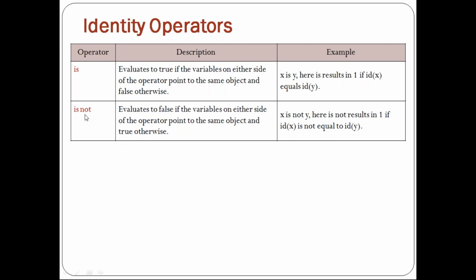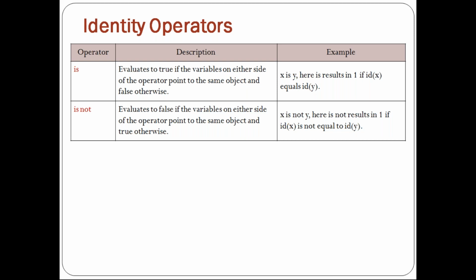Next, is and is not. The is operator will be used for checking the identity. Let us say x and y are the two operands, and if the ID values of both operands are equal, then it will return true. Otherwise, it will return false. Actually, ID is very similar to the addresses in C. We can visualize this ID value as an address in the C programming language.